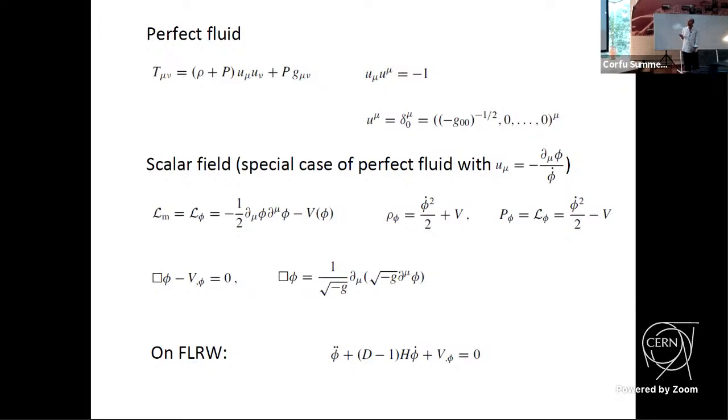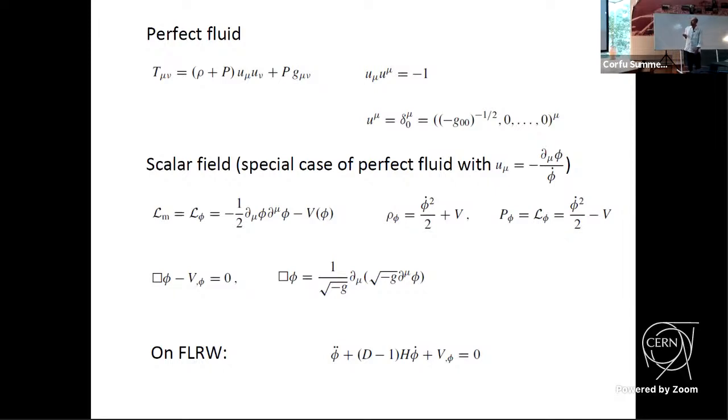actually a scalar field, with a potential V, the equation of motion of a scalar field on a generic background is box phi minus the first derivative of the potential with respect to the field equal to 0, where the box is the Laplace-Beltrami operator, which for a scalar is particularly simple because it's a second order derivative, but decorated with metric determinant terms.